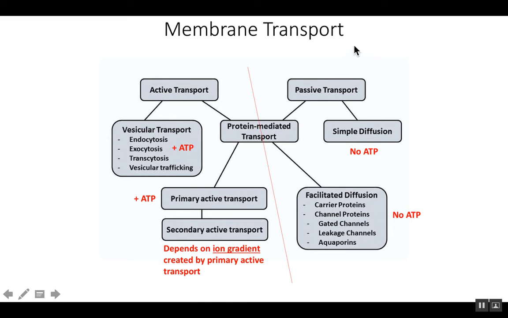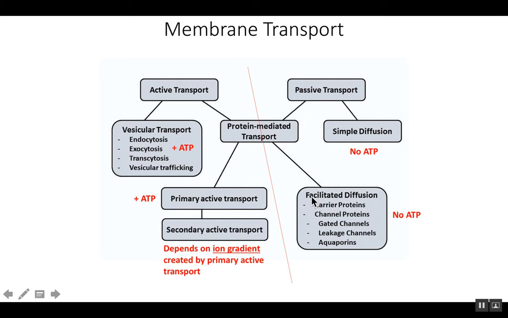So let's look at those non-energy required methods first. Simple diffusion. Simple diffusion is when molecules move down their concentration gradient, that means high to low, but they can diffuse right through the membrane with no need for a transport protein. So that's the key difference between simple and facilitated.